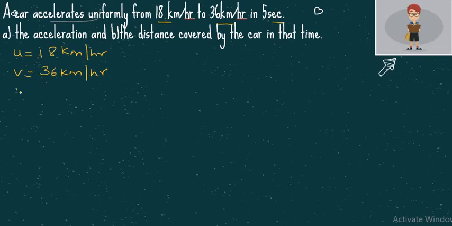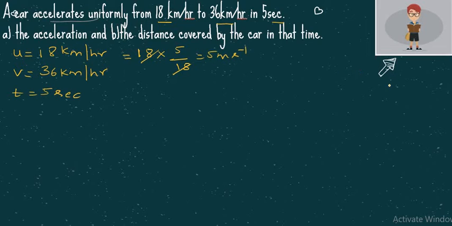What is the time they have given? They have given it in seconds. So I need to convert this into meters per second. As we know, 18 into 1000 divided by 3600. If I solve, I will get 5 by 18, so it will be equal to 5 meters per second.